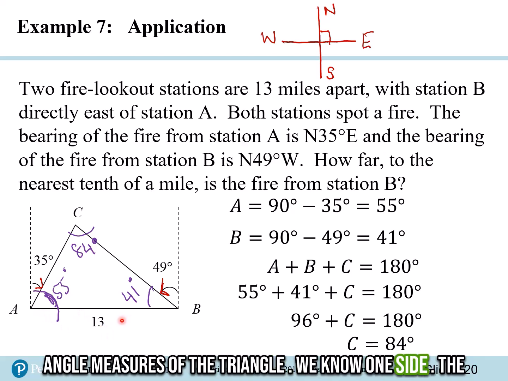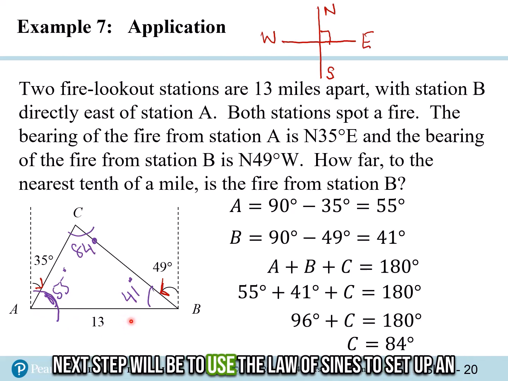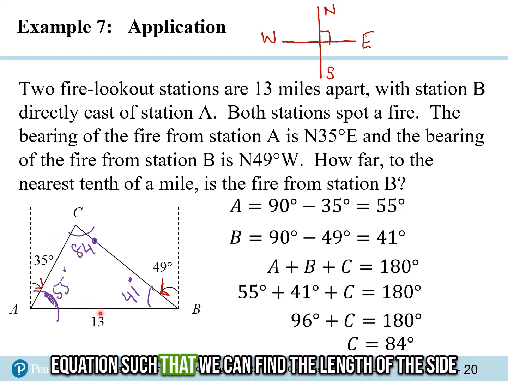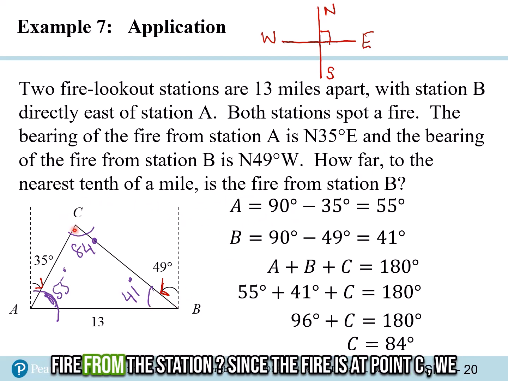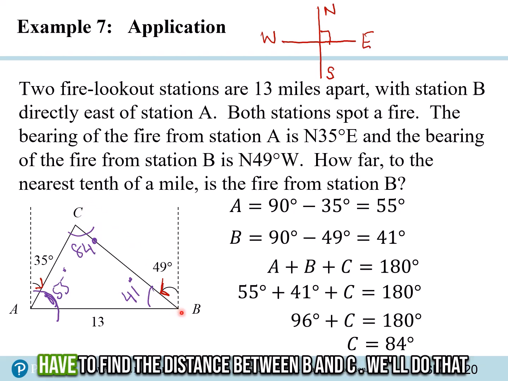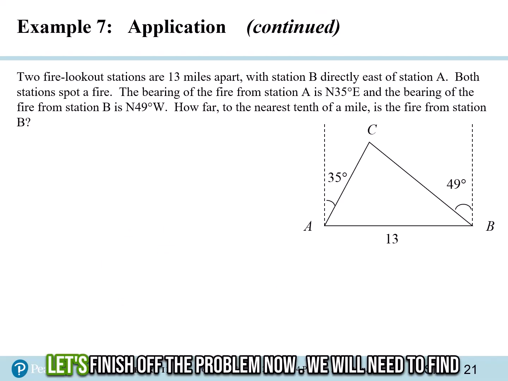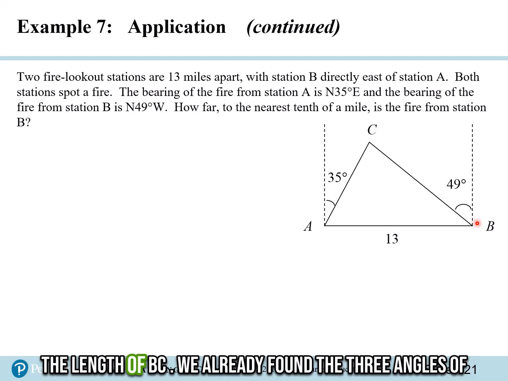We know one side. The next step will be to use the law of sines to set up an equation such that we can find the length of the side BC. That's what they have asked us for. How far is the fire from the station? Since the fire is at point C, we have to find the distance between B and C. We'll do that in the next slide. Let's finish off the problem now. We will need to find the length of BC.